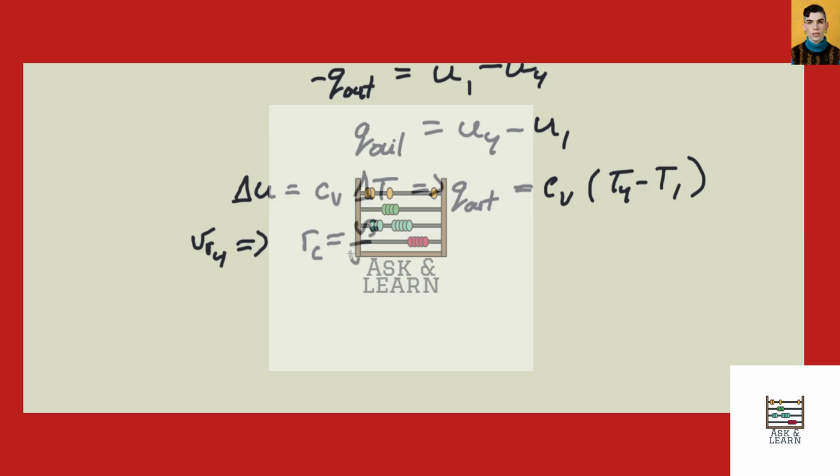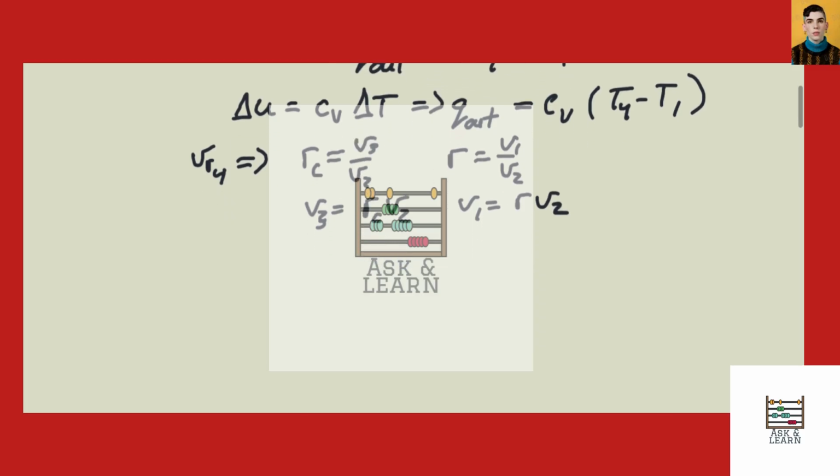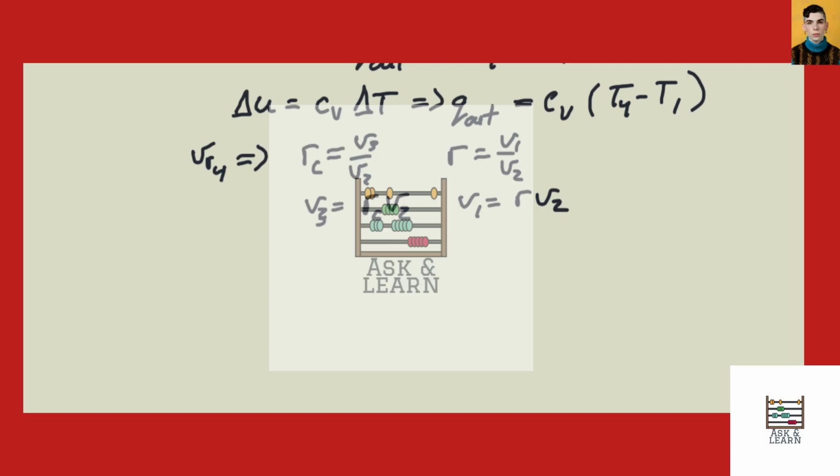V3 over V2, and our compression ratio of V1 over V2, we can rewrite those, solving for V3 is equal to cutoff ratio times V2, and V1 is equal to the compression ratio times V2. So now we're going to use that in a relation here. We're going to say that the relative volume at 4 over the relative volume at 3 is equal to the volume at 4 over the volume at 3.